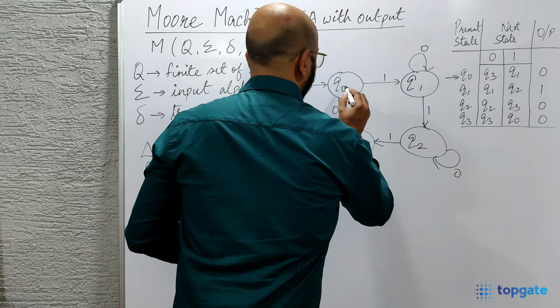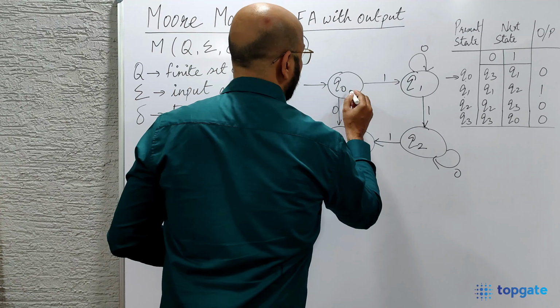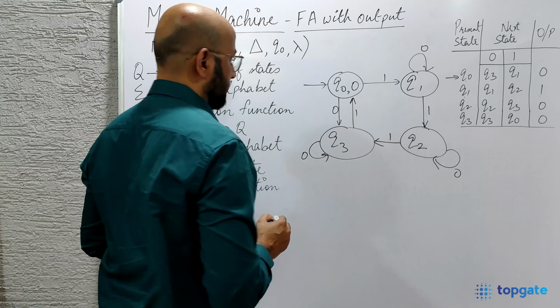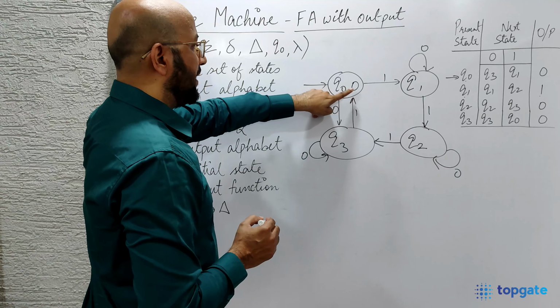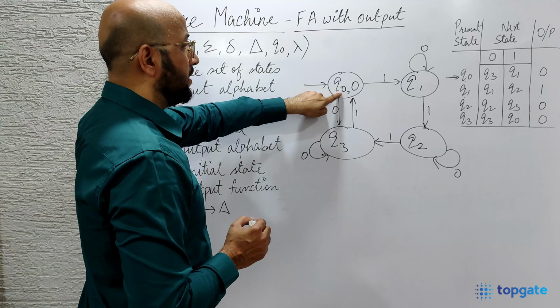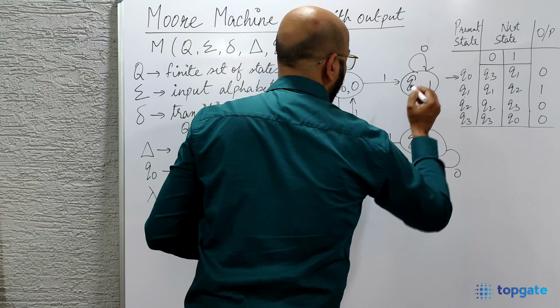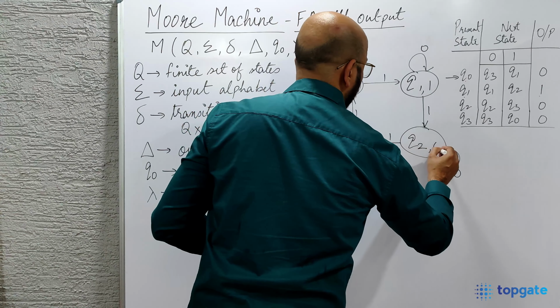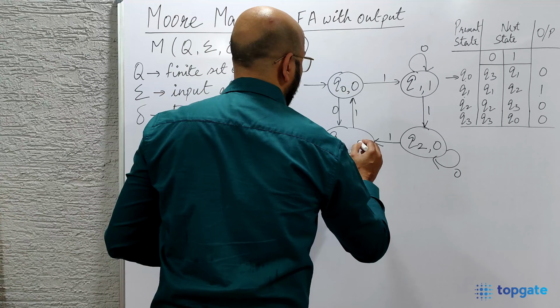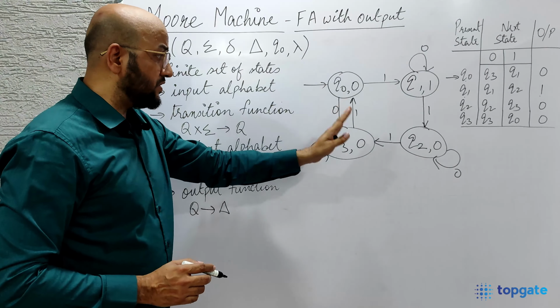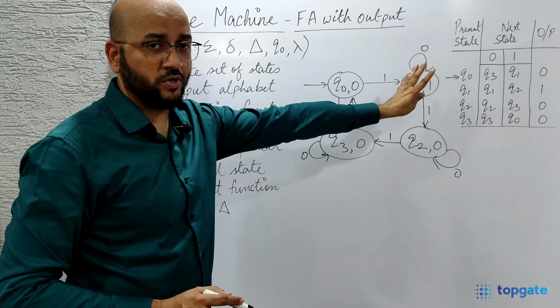We mark it just like this. We have the state Q0. So in Q0, I'll just put a comma here and then add 0 here. This means 0 output is associated with the state Q0. Okay? And similarly with Q1, it is 1, and with Q2, it is 0, and with Q3, it is 0. So this is your required transition diagram for this Moore machine.